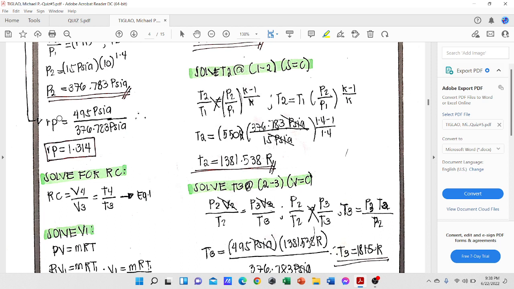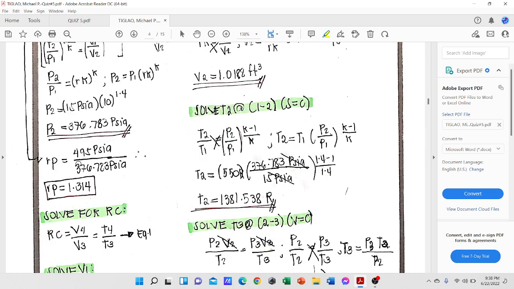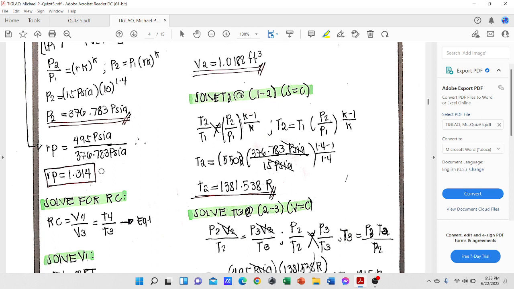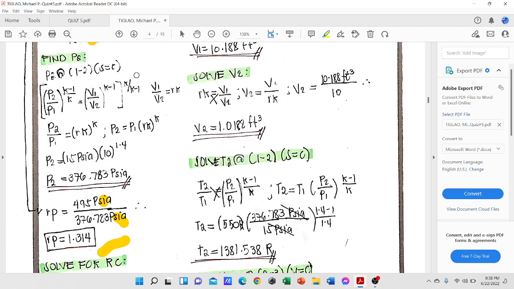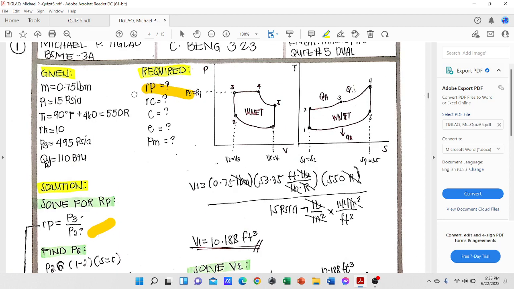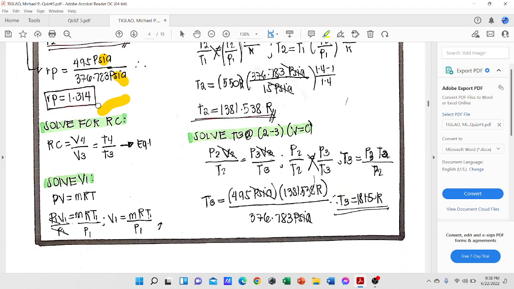So, yung RP natin, i-substitute lang natin yung value na yung P3 na 495 psia, yung pressure 2 natin na 376.783 psia. Therefore, yung RP natin is equals to 1.314. So, nakuha na natin yung value ni RP. So, RC naman yung hanapin natin. Sa pagkuha ng RC, meron tayong formula na RC is equals to V4 all over V3 na equal din siya sa T4 all over T3.